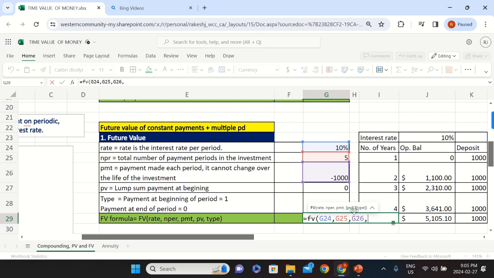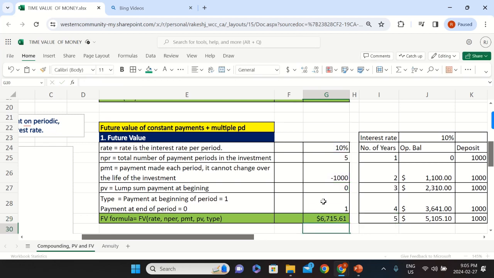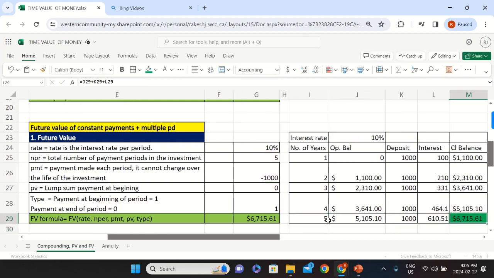Then next is PV, the present value. Present value means whether you are going to invest any money or not. In this case that was 0, so we put 0 here, comma. Then whether you are going to make the investment at the beginning of the period or at the end of the period. In this case let's say I take the beginning of the period, 1, and bracket close, enter. So you will find here 671561, exactly the same figure you can find here, right?